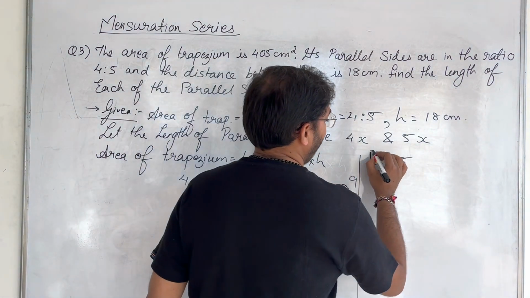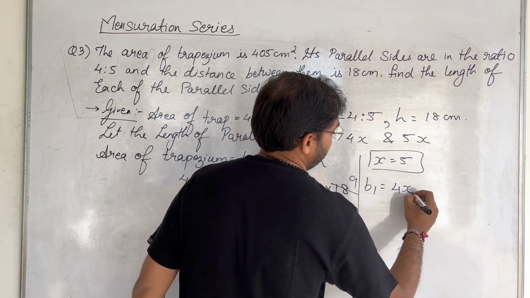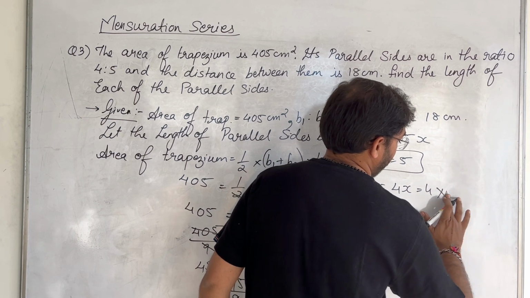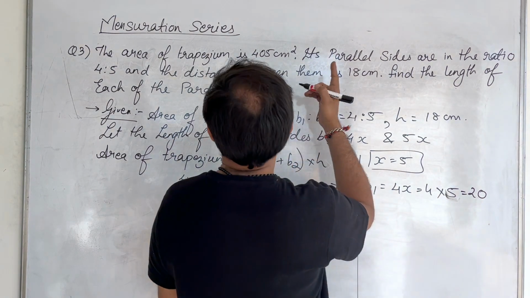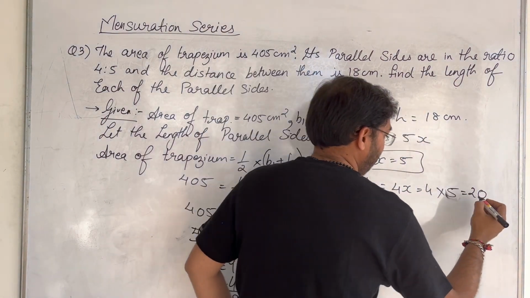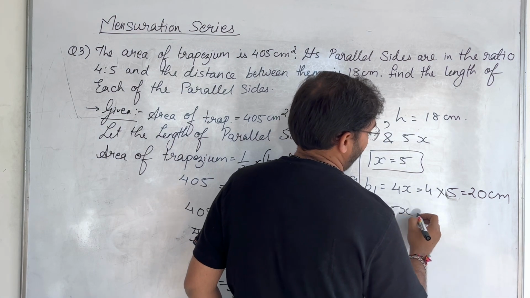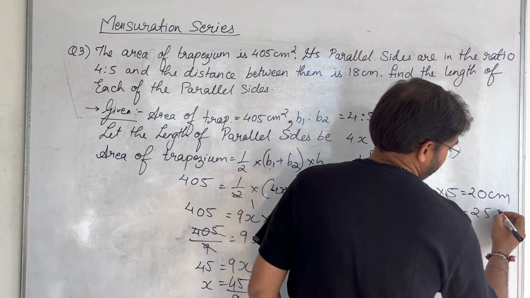Now I know the value of x. Can I find b1, which has been written as 4x? So 4 into, what's my x? 5. So I can write it over here, 5, which is equal to 20, and the unit is centimeter. Same way, b2, which I have written as 5x. So 5 into the value of x, which is 5, is equal to 25 centimeter.